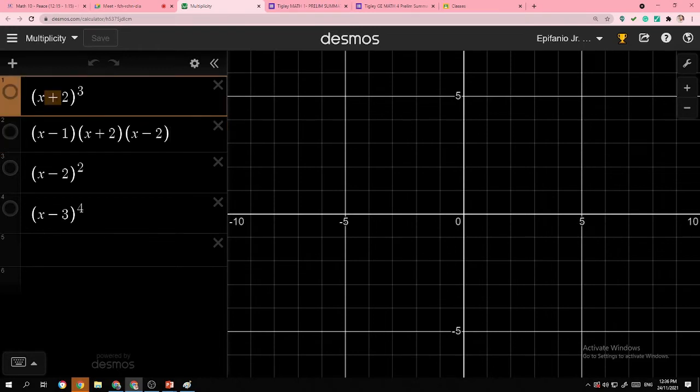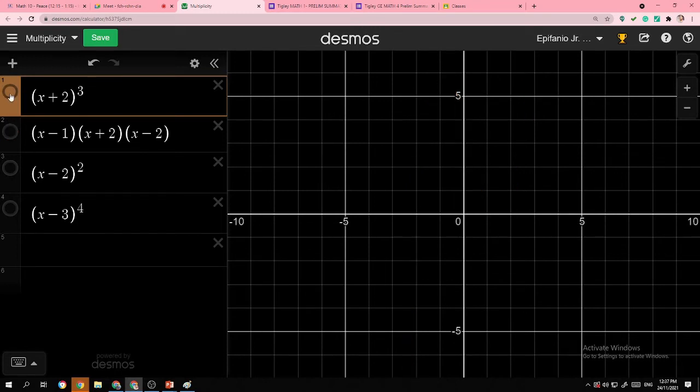Again, number 1 is read as root negative 2, multiplicity 3. If I'm going to write the roots for number 2 using multiplicity, this is positive 1 multiplicity 1, negative 2 multiplicity 1, positive 2 multiplicity 1. Look at the graph. This is the graph for the first one. I would like you to examine that first. Keep your observations. I'll be asking you later on. Next, look at the graph of number 2.